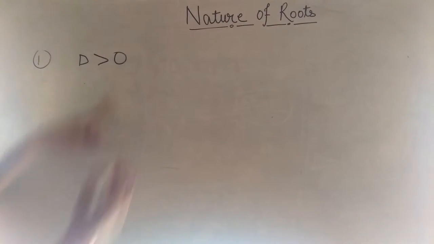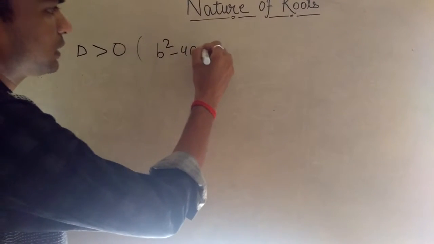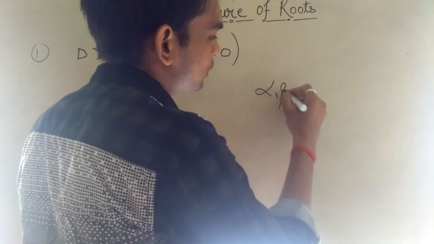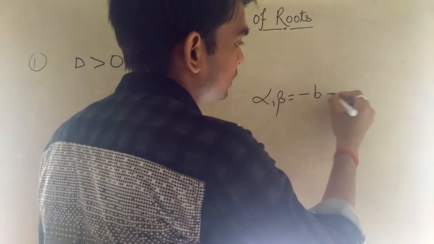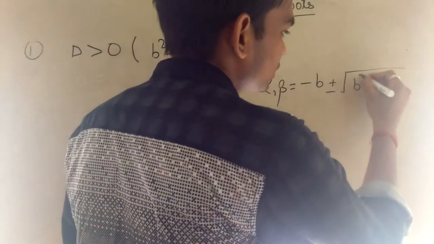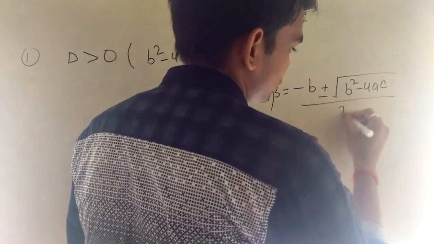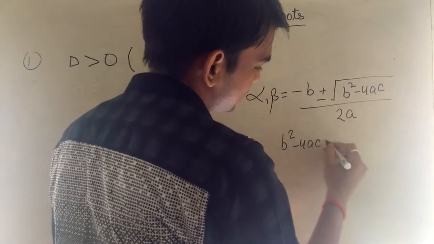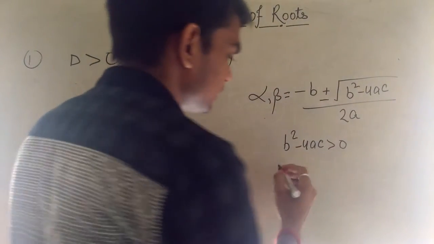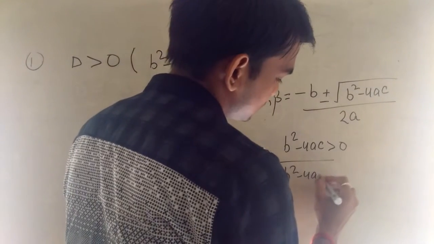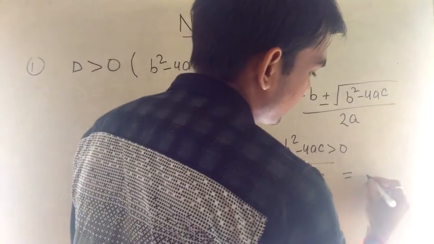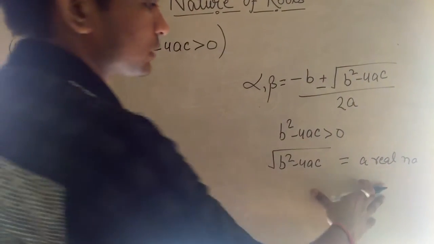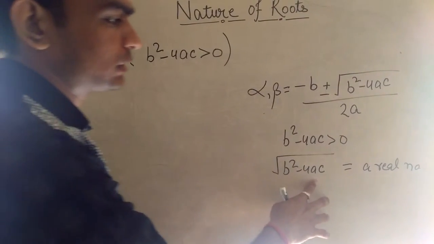First one is D greater than 0, which means b square minus 4ac is greater than 0. We know that the roots of the quadratic equation, alpha comma beta, are equal to minus b plus minus root under b square minus 4ac divided by 2a. So if b square minus 4ac is greater than 0, then if we take the root under b square minus 4ac, we get a real number. It may be rational or irrational.